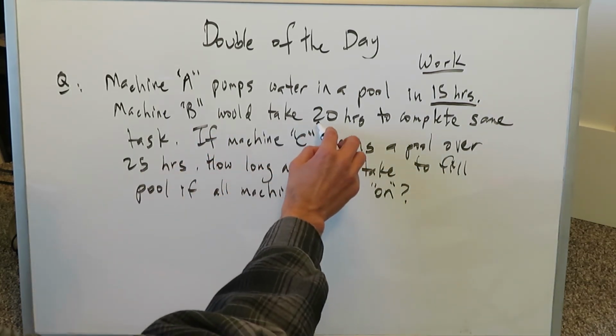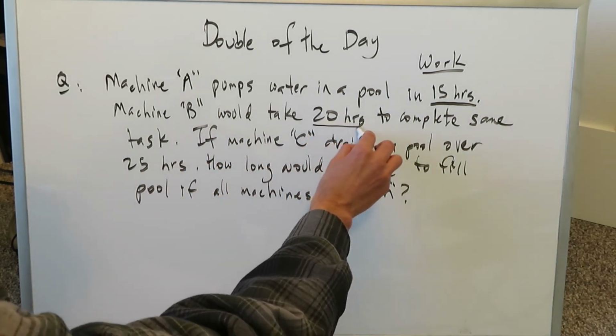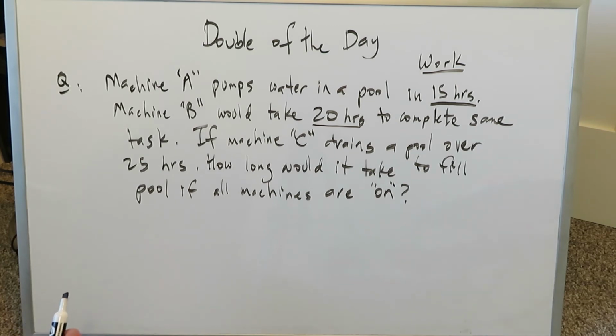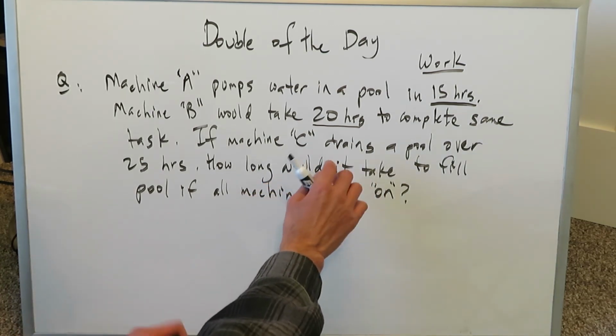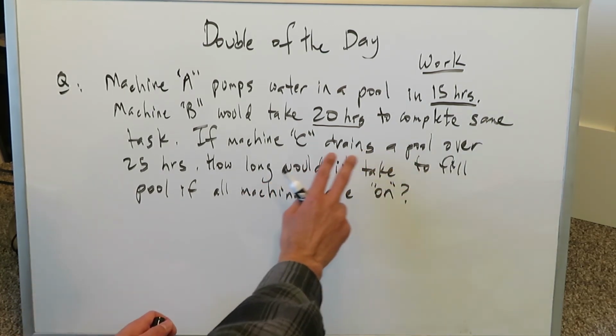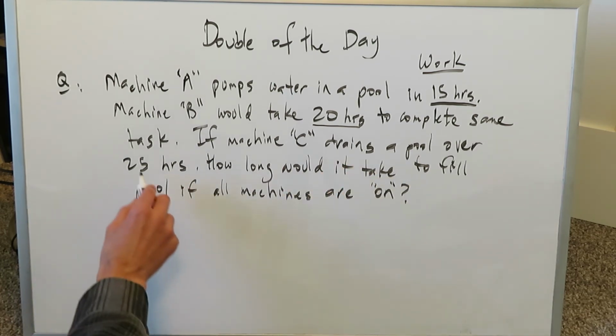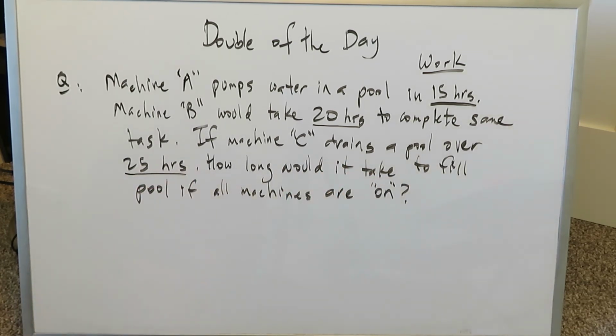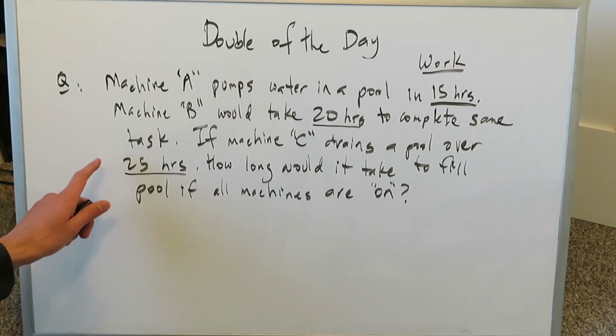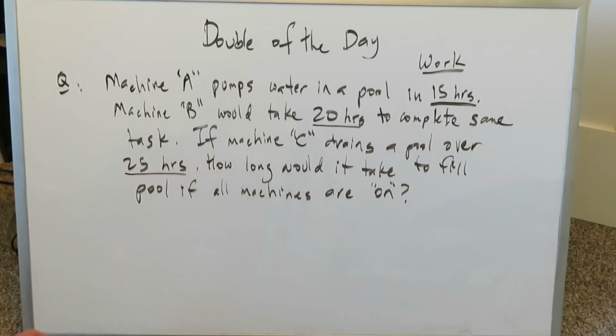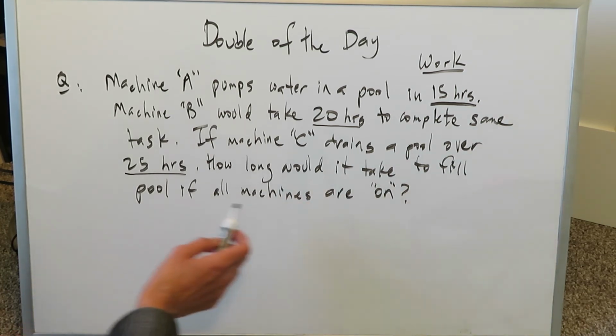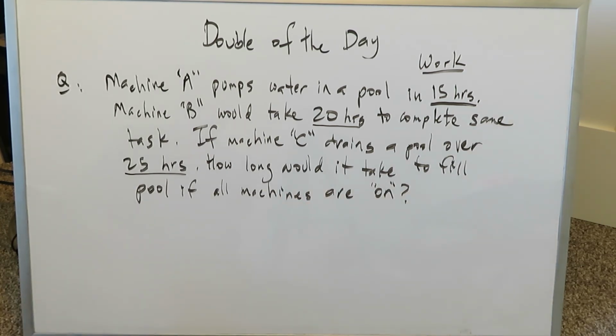Machine B could do the same job, filling the swimming pool with water, but it would take 20 hours to complete that task. And there's a certain machine C, if you want to empty out or drain out your swimming pool, it can drain out your swimming pool, but it would take 25 hours to empty out. We have two machines that have the task of filling a swimming pool, and we have one machine which has the task of draining out a swimming pool. How long would it take to fill the swimming pool if all machines are running at the same time?